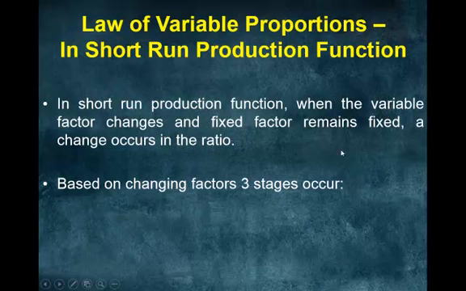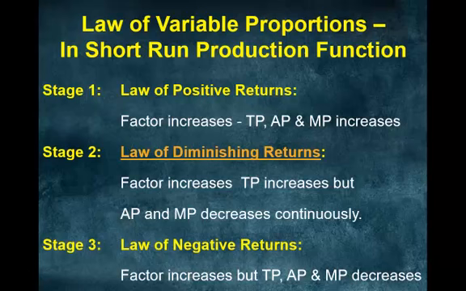Okay, in the short-run production function, when the variable factors change and the fixed factors remain fixed, a change occurs in the ratio based on the changing factors. There are three stages. The first one is the law of positive returns.